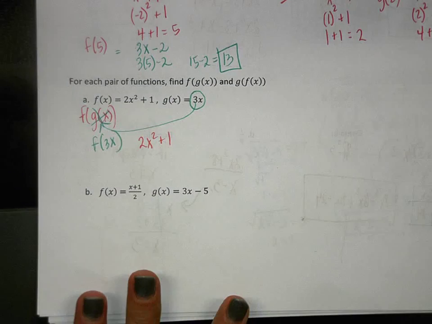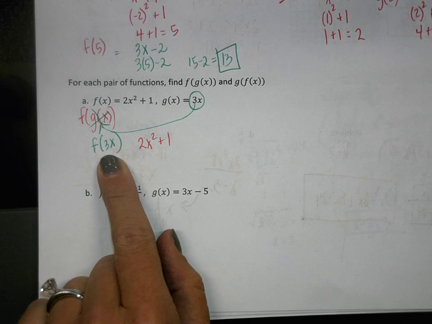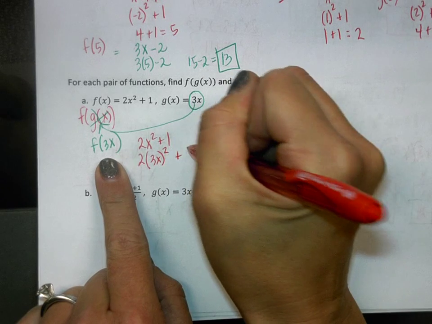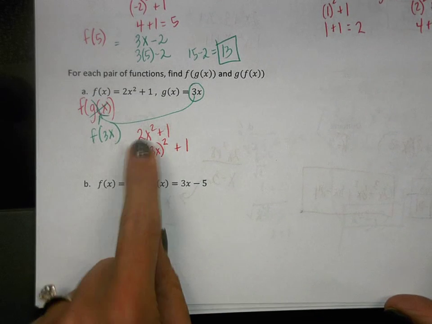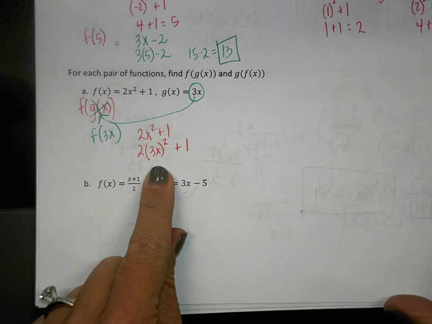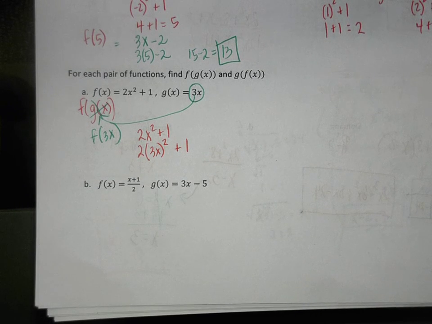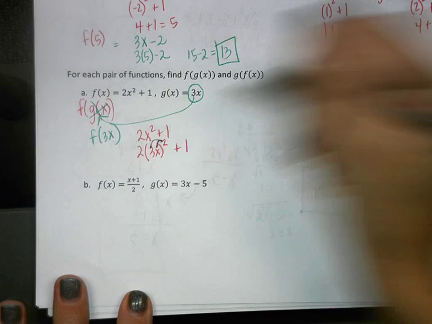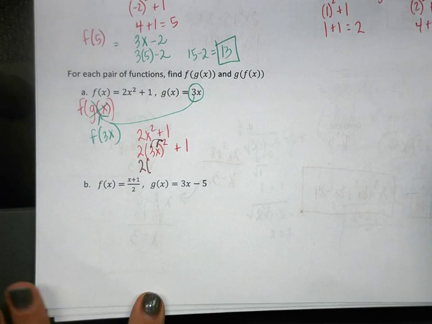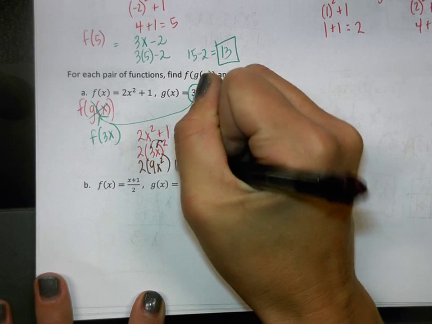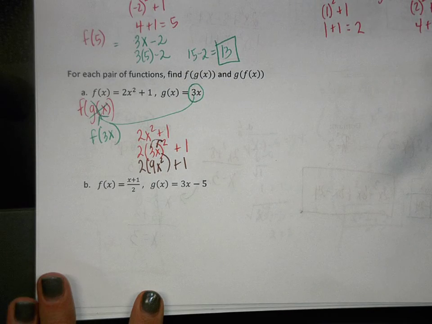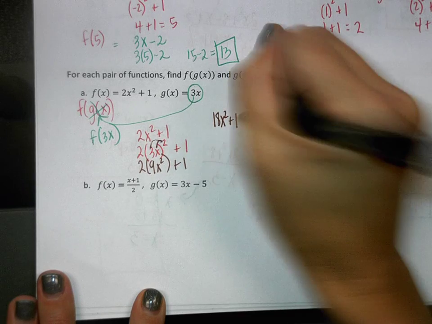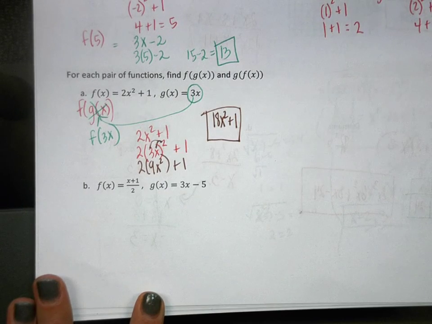Wherever I see x, instead of writing x, I'm going to write 3x. So we would write this as 2 times (3x) squared plus 1. All I did is wherever there was an x, I put 3x in there instead. Then we simplify. What would I do first? We distribute. What is 3 squared? 9. So we have 9x squared plus 1. What's 2 times 9x squared? 18x squared. So I have 18x squared plus 1. That's my answer, because there's nothing further I can simplify.